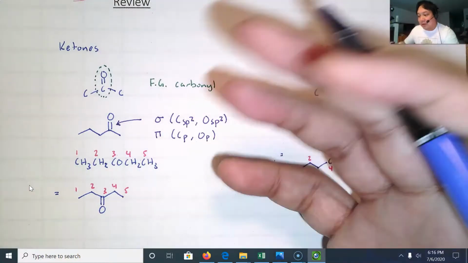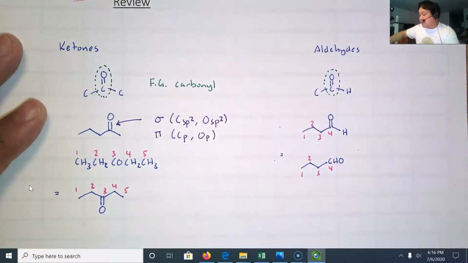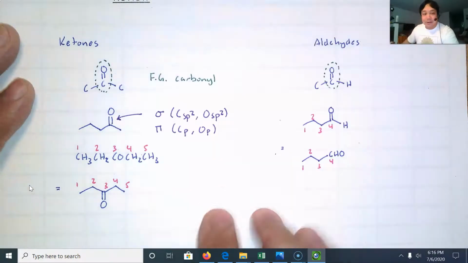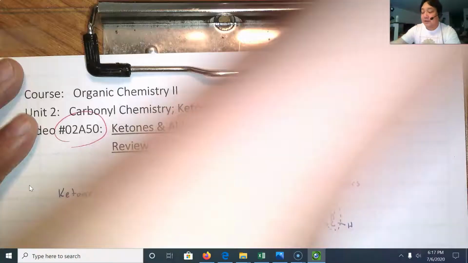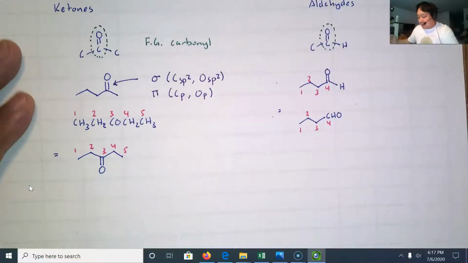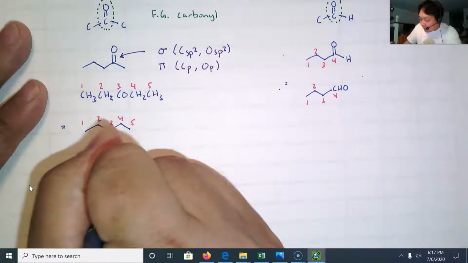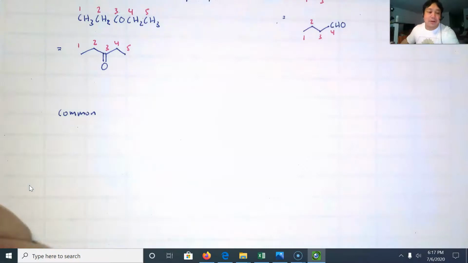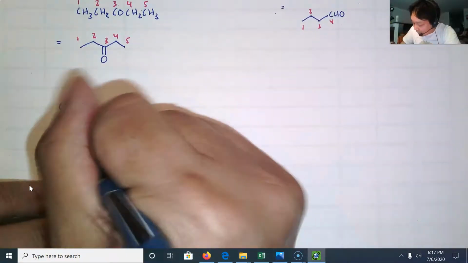I'm not going to draw the cartoon where we have lobes. We could save that for a later time. What I do want to do is move on from structure and talk about nomenclature, the naming of ketones and aldehydes. Well, before we get to the IUPAC naming, there are some ketones and aldehydes whose common names are used rather than IUPAC naming.